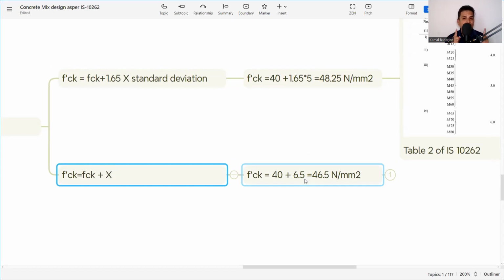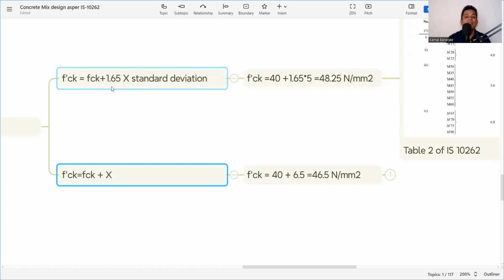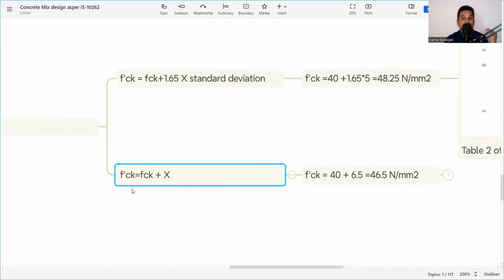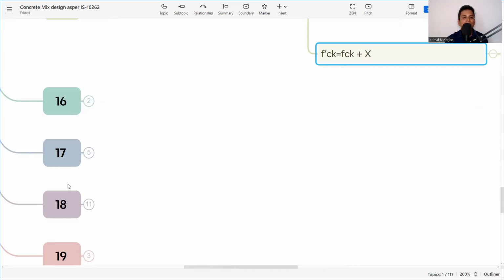Why is it required? Because according to this, we will find out our water cement ratio. So we need to calculate our mix design as per 48.25, and if we can find that, then we can ensure that whenever it is performed at the site, we will get a minimum of 40 Newton per millimeter square, which is our characteristic strength.